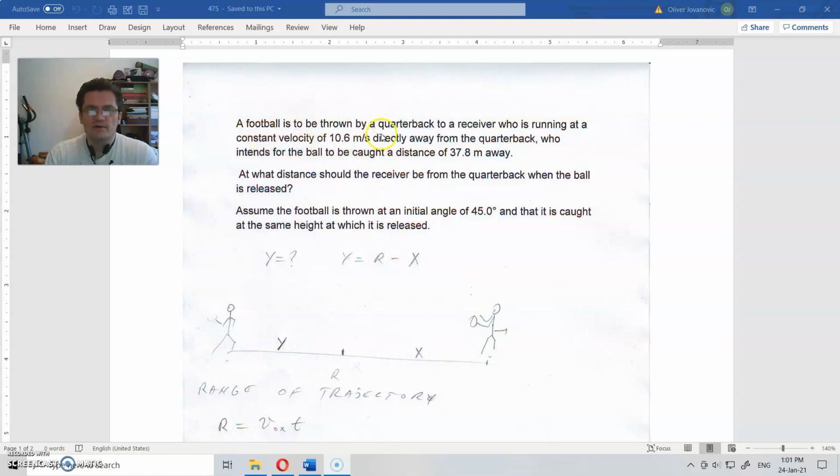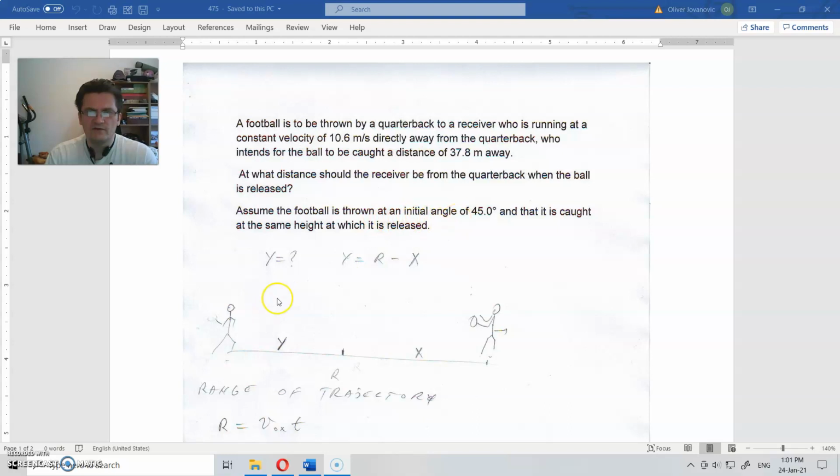A football is to be thrown by a quarterback, this one here, to a receiver who is running at a constant velocity of 10.6 meters per second directly away from the quarterback, who intends for the ball to be caught at a distance of 37.8 meters away. So the distance from here to here is 37.8 meters. At what distance should the receiver be from the quarterback when the ball is released? So this distance here is the question.